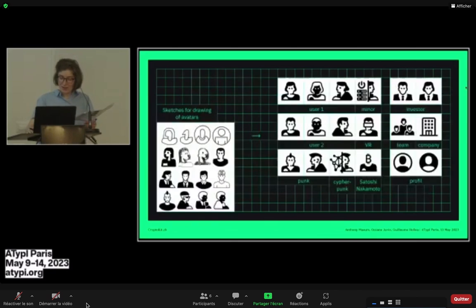Then the human characters were the first ones to be drawn. And for me, they give the tone. It was really important to draw them. They are also the most difficult to draw. It was important that there are several versions for inclusivity. And I wanted them to have a body to differentiate them from the profiles that you can have in digital environments.